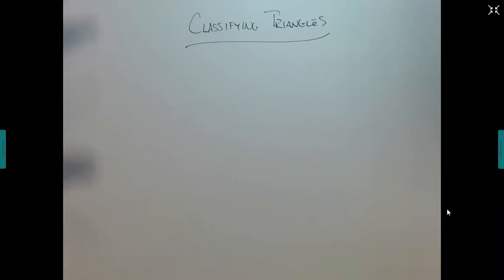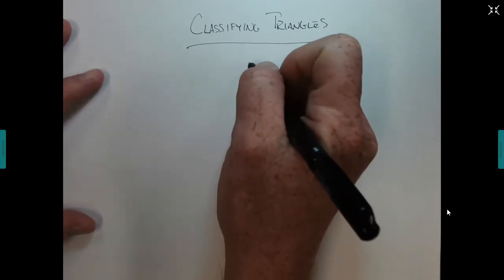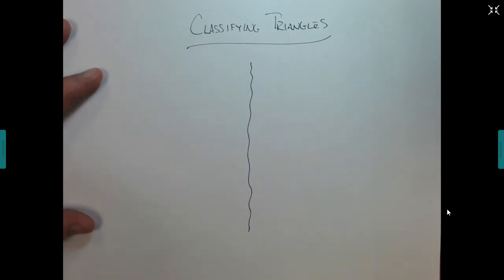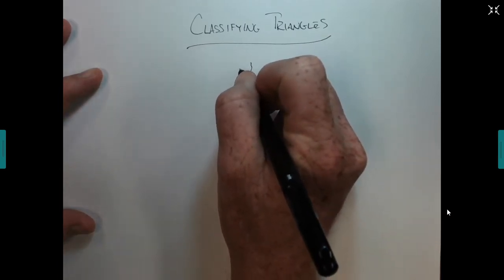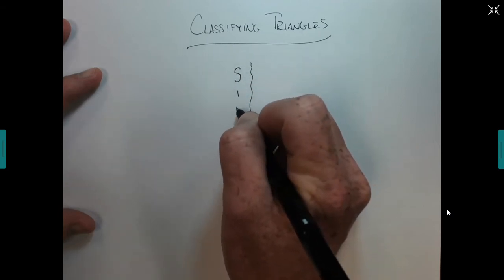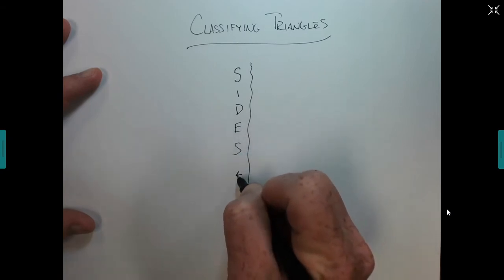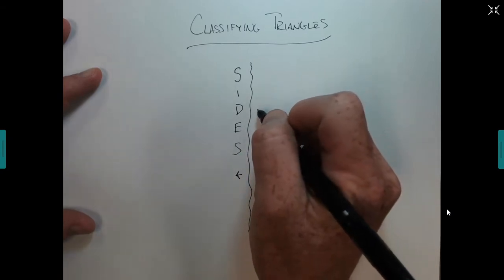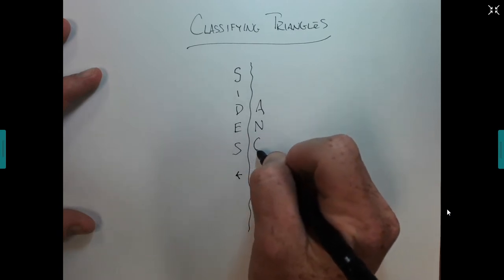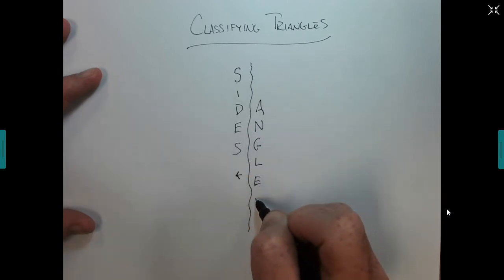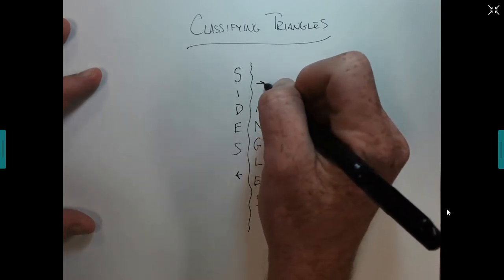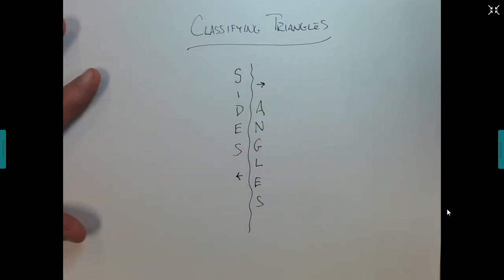All right, guys, let's talk about triangles. We need to talk about the different classifications of triangles. We can classify triangles based on what we know about their sides. We'll put those over here. And we can classify triangles based off what we know about their angles. We'll put those over here. We will go at it one at a time.